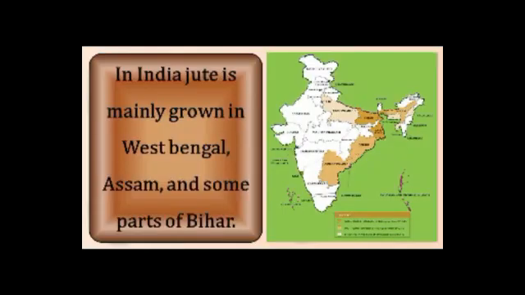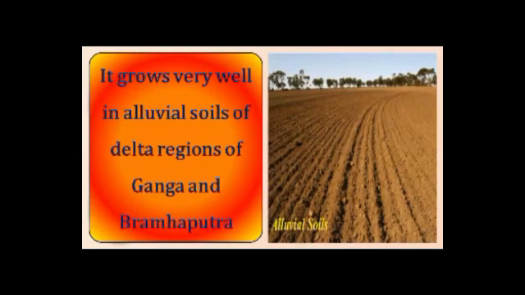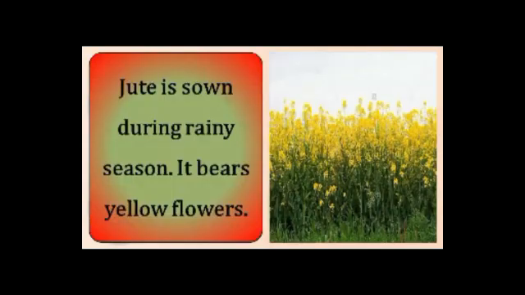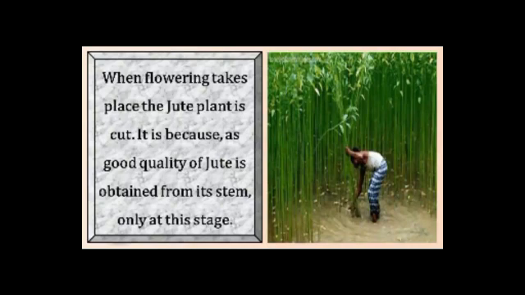In India, jute is mainly grown in West Bengal, Assam and some parts of Bihar. It grows very well in alluvial soils of delta regions of Ganga and Brahmaputra. Jute is sown during rainy season. It bears yellow flowers. When flowering takes place, the jute plant is cut. It is because good quality of jute is obtained from its stem only at this stage.